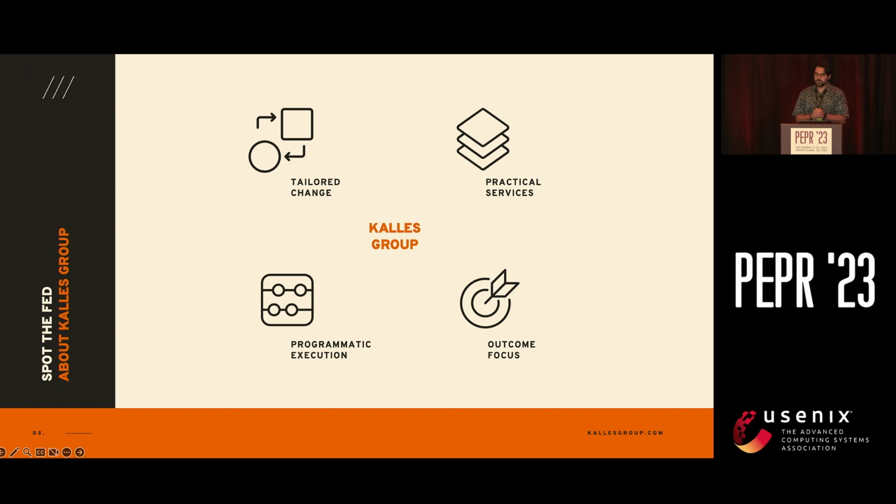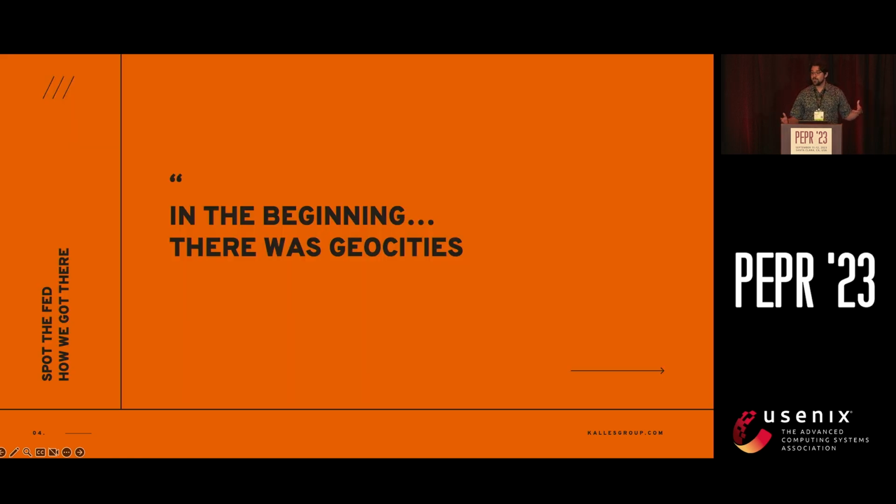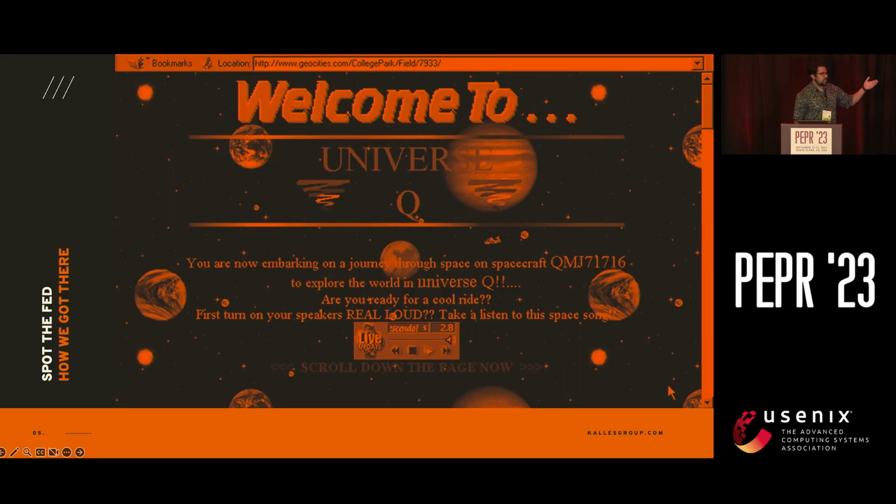Now that I've got that out of the way, let's talk a little bit about web history. In the beginning, there was GeoCities. And the entire internet looked like this, except a lot more blink tags. It was a wonderful information superhighway where you could find a piece of information at your fingertips.